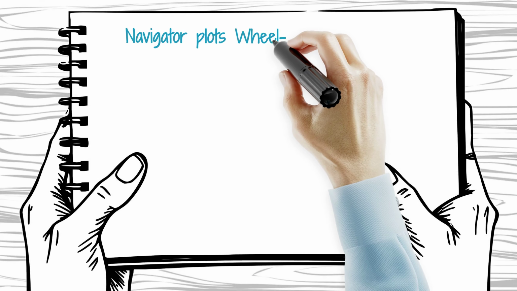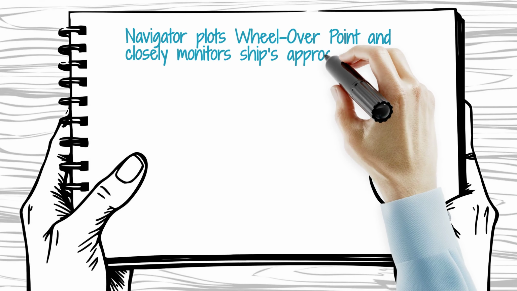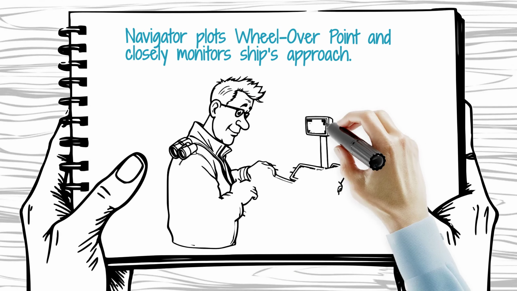The navigator then plots this final wheelover point on the chart, measures the distance to it along the current track, and monitors the ship's position closely.